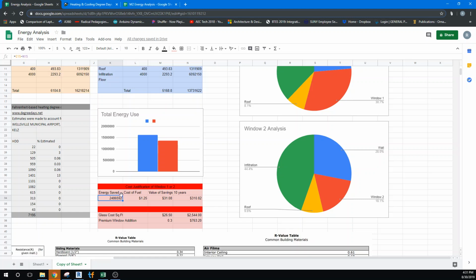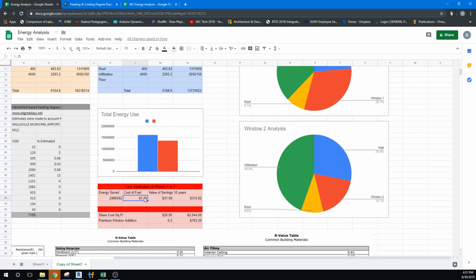So what we have is a calculation. If we click on this, you'll notice it's I15 minus N15. So it's the total energy used with one window style minus the total energy used with the other window style. That's the amount of energy that's reduced.